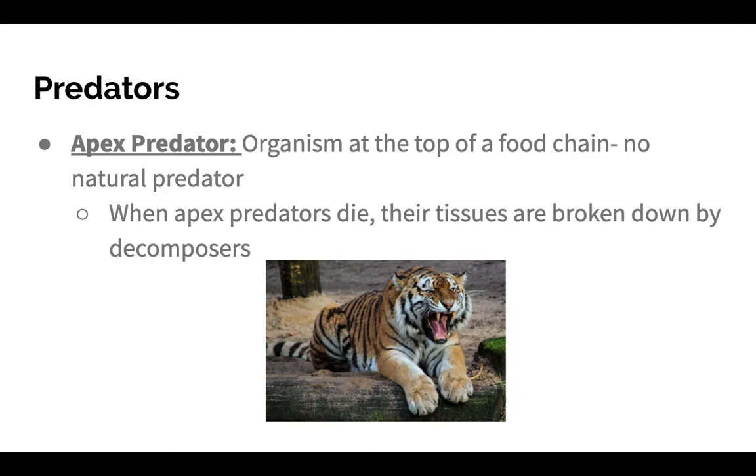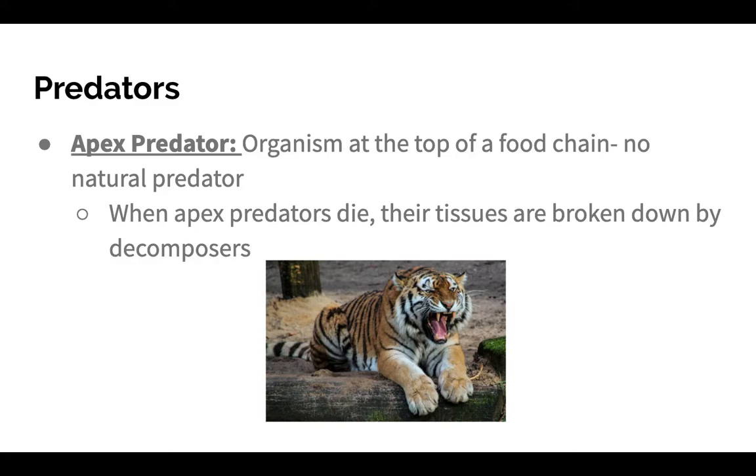Now, in a lot of situations, humans have become the apex predator because we have technology. Animals that are hunted by humans, if you're thinking about their natural ecosystem, they are the apex predator. But when you introduce humans and technology, we can fill in that apex role. So if you're just thinking of natural ecosystems, the apex predator has no one that's hunting it naturally.